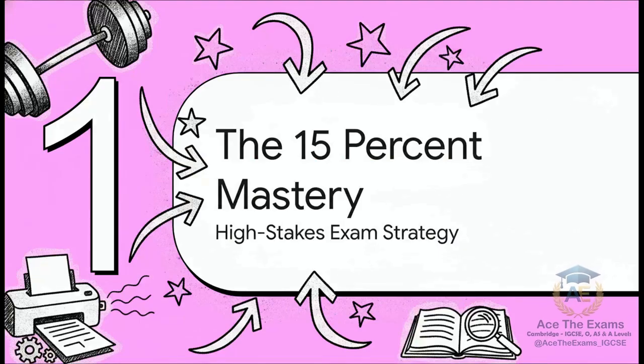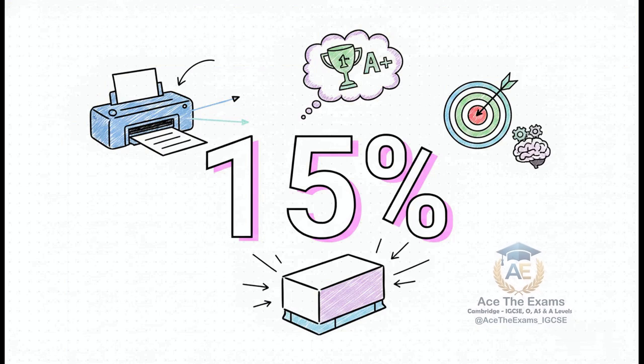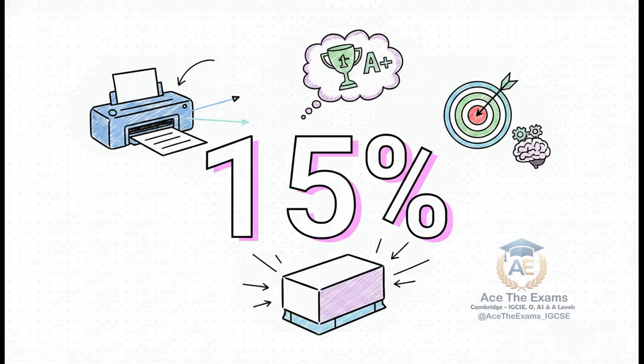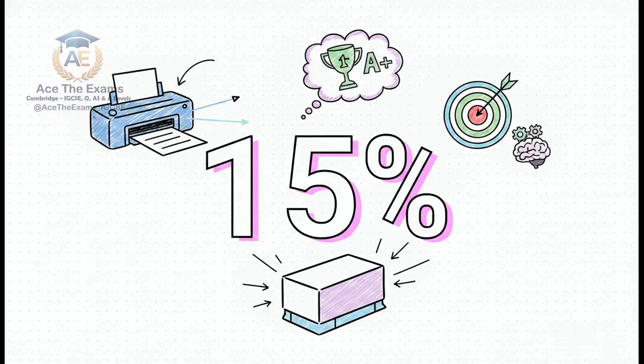Section 1. The 15% mastery. We are starting here because this is a high-stakes exam strategy, plain and simple. Now, listen closely to this number. Laser printer principal operations accounts for approximately 15% of your total marks on paper 2. 15%. Just pause and think about that for a second. That is literally the difference between an average grade and an A-star result. It's a massive, massive chunk of your overall assessment sitting right here in this single topic.